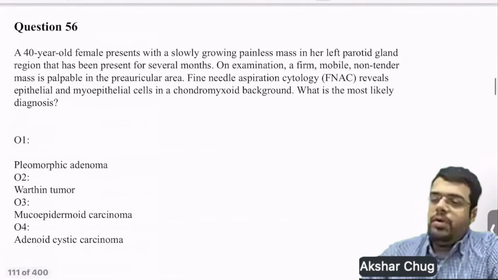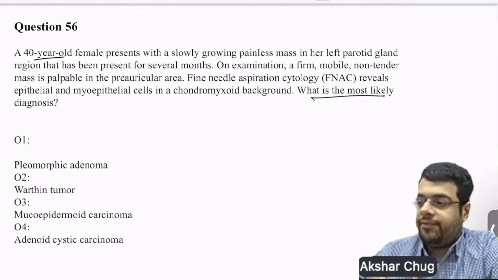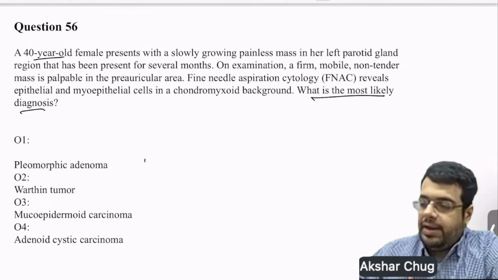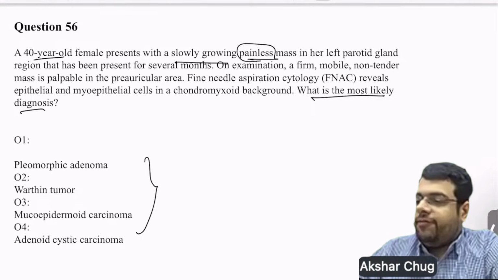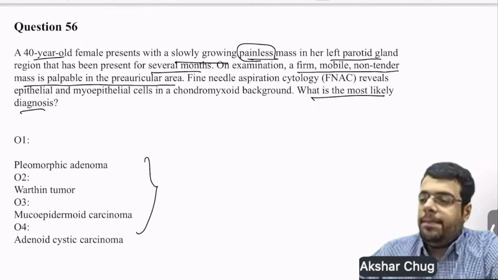Moving on to the next question, a 40-year-old female. So again, this is a long question. Let's read the last line first. What is the most likely diagnosis? Okay, we are dealing with salivary gland tumors. A 40-year-old with a slowly growing, painless mass in the left parotid for several months. On examination, a firm, mobile, non-tender mass is palpated in the preauricular region.